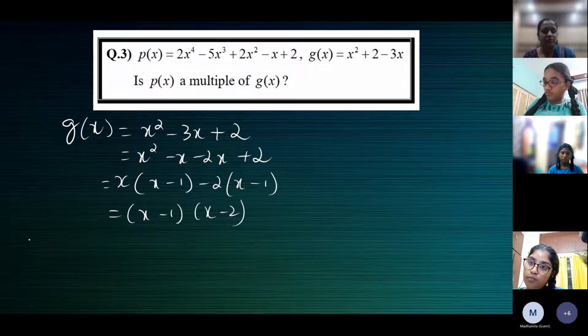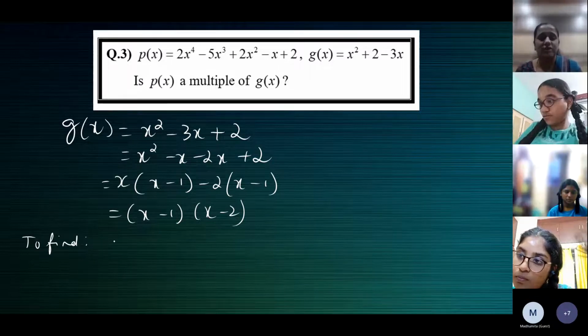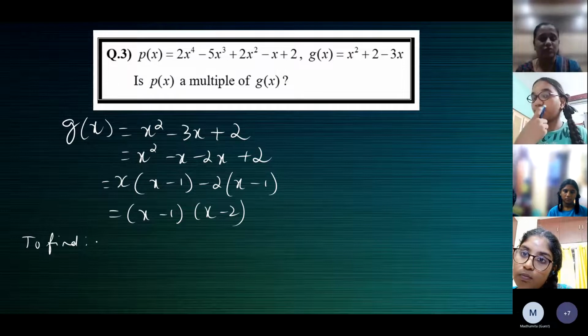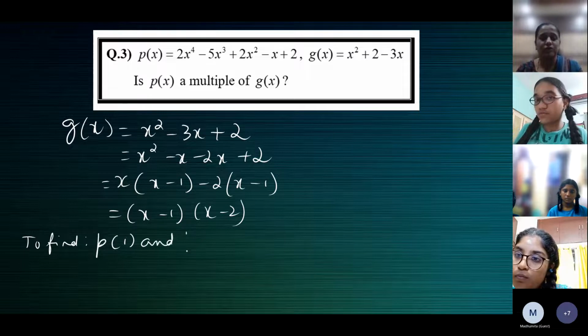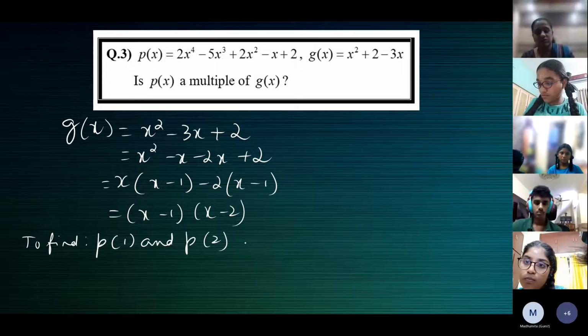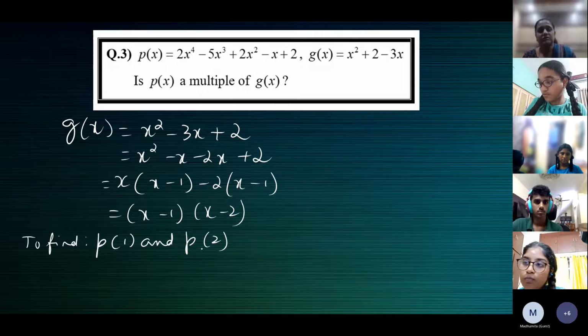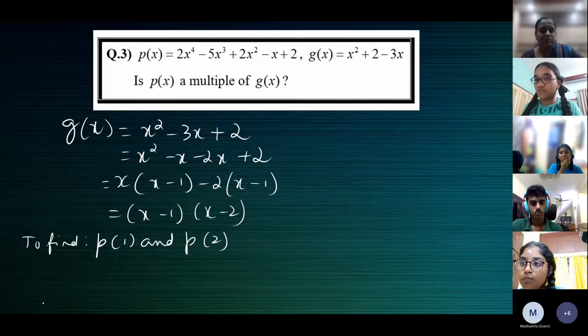So to find p of 1 and p of 2, because x minus 1 is equal to 0, x will be 1, and in the other case, x will be 2. If both p of 1 and p of 2 are 0, then p of x is a multiple of g of x. So you can also work it like that. You're right, Madhumita.